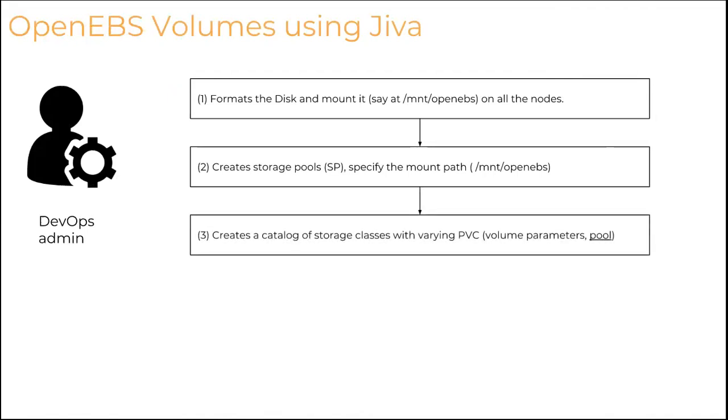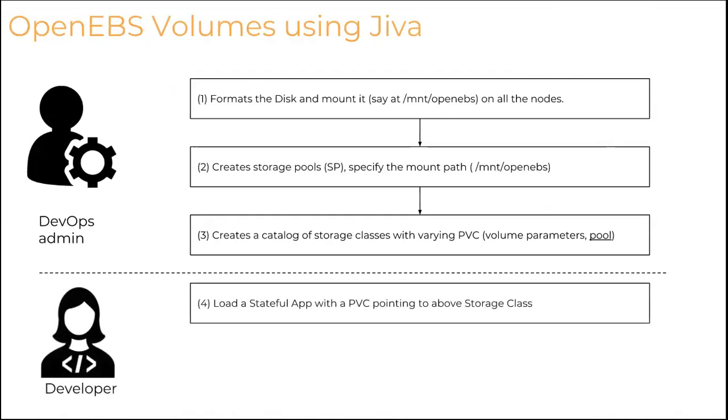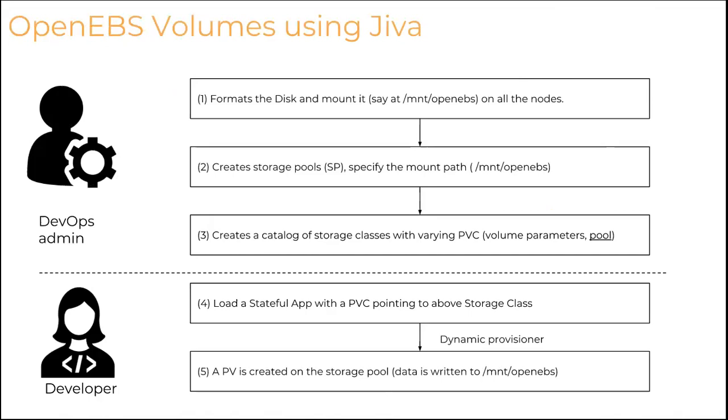Okay. The next step for him is to create storage classes, and in the storage classes, along with specifying a few parameters like how many replicas and what the default capacity is, he will also have to mention the storage pool object that he has created as a parameter. That's pretty much it. So the DevOps admin just sets it up, and then now comes a developer. They can start running stateful apps that use a PVC with one of the storage classes that the DevOps admin has created, and that will trigger the dynamic provisioner to create an OpenEBS volume.